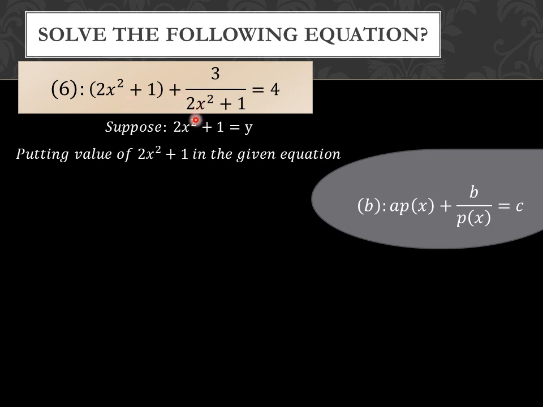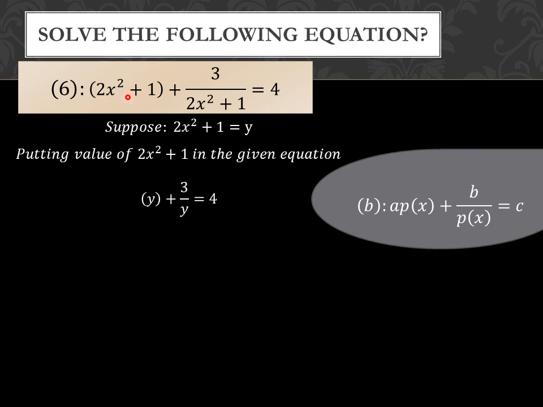But if we take the LCM, we have to multiply 2x² + 1 to all the fractions, and if we multiply it to the first fraction, the first fraction's power will become x⁴. It won't remain x². That is why we can't simply solve it. We have to suppose it equal to y so that we don't need to multiply x² with x². So now we will replace 2x² + 1 with y.